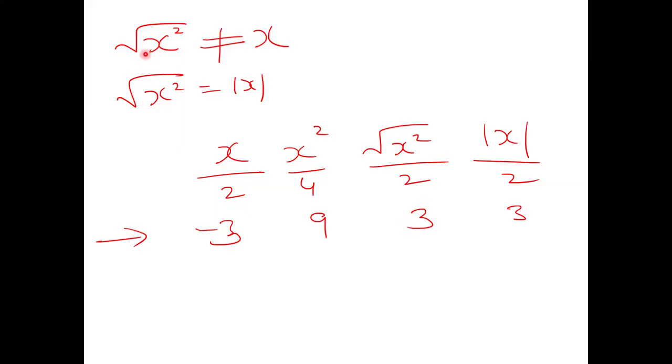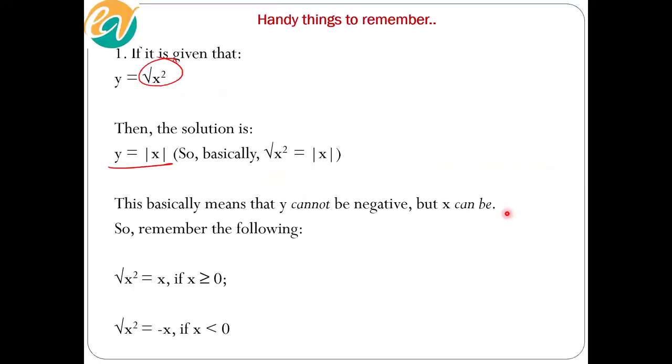And that's exactly what we are saying here. Root of x square is not equal to x. Root of x square is always equal to absolute value of x. So this basically means that y cannot be negative, but x can be.